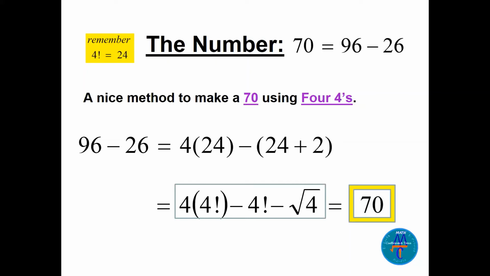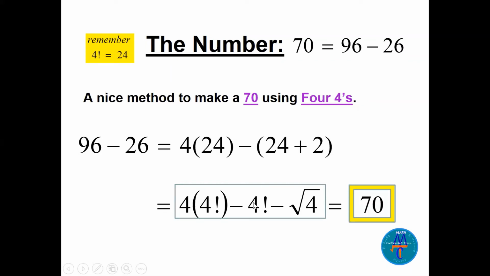That's why I thought of the number 96. See, the key for number 96 is 4 factorial. 4 times 24. You see that? So there are 2 4s here. Minus 26. 26 is 24 plus 2.